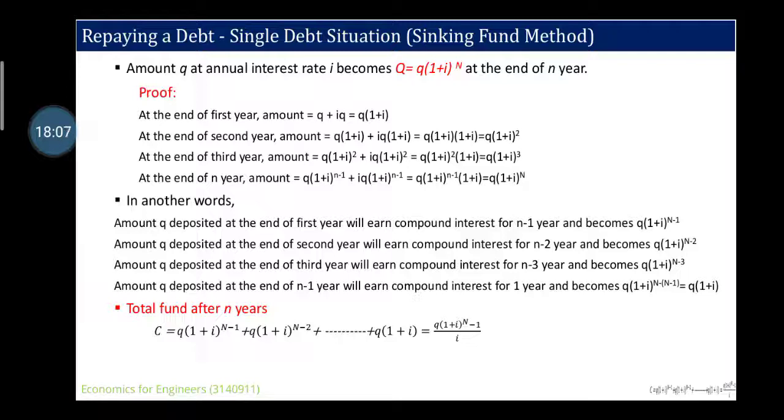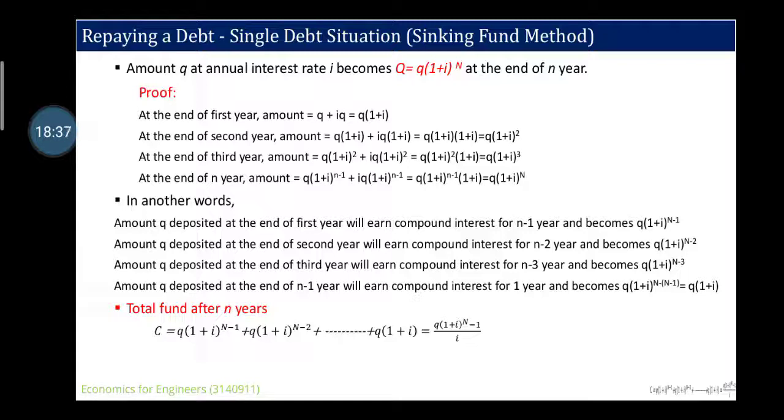So you can easily understand that they have to consider both the first year's amount and also the interest rate. So there are the square and then the cube and then after the n. So in the first year they have to earn the compound interest at q into bracket 1 plus i to the power n minus 1, then n minus 2, then n minus 3. So its power decreases as the years increase, right?